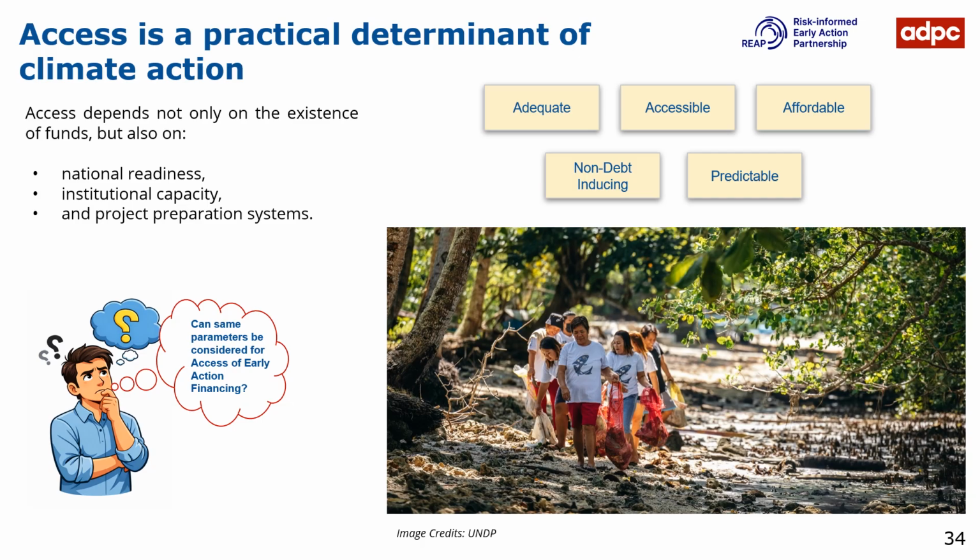The same parameters can also be considered for early action financing. Early action finance must be predictable enough to plan around, accessible enough to use quickly, affordable enough not to worsen fiscal stress, adequate enough to meet needs, and structured in a way that does not create harmful debt burdens for vulnerable countries.